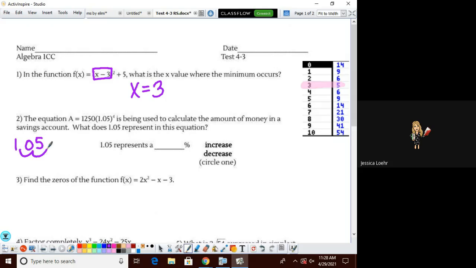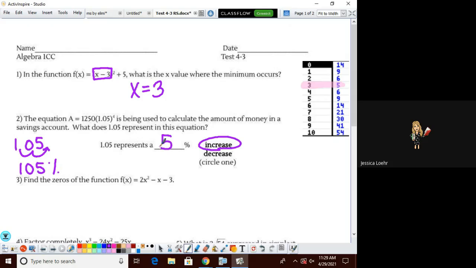if I move the decimal place over twice, that represents 105%. So I always start out with 100% of something. So if I'm going over 100%, that means I'm increasing. So since I'm over 100%, I'm at 105, it's an increase. It's an increase of 5%. Whatever amount I am over 100 is that amount that I'm increasing by, because you always start with 100. So I increased by 5%.